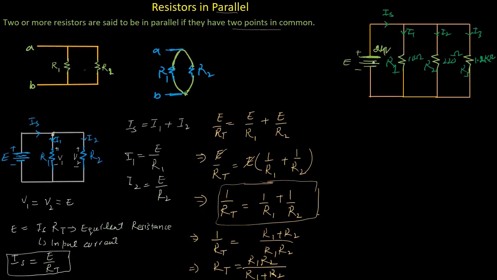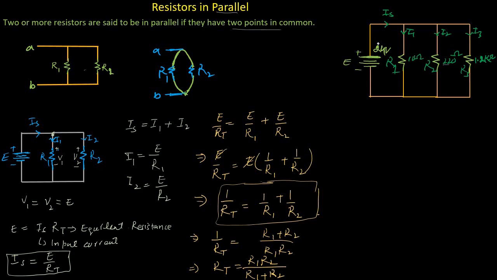in which we have a DC voltage source which is connected in parallel with three resistors R1, R2 and R3. R1 has a resistance of 10 ohms, R2 has a resistance of 220 ohms, and R3 has a resistance of 1.2 kilo ohms. Here we have a 24 volt potential difference across this DC voltage source. Let's say Is is the current through this DC voltage source, I1 is the current through R1, I2 is the current through R2, and I3 is the current through R3.